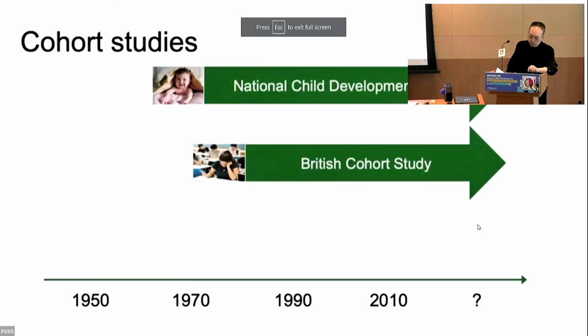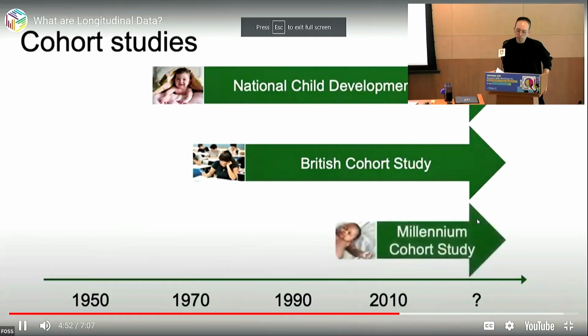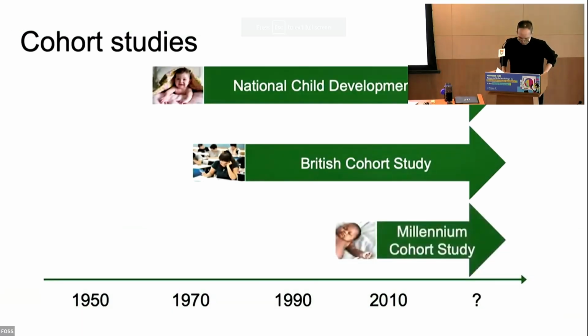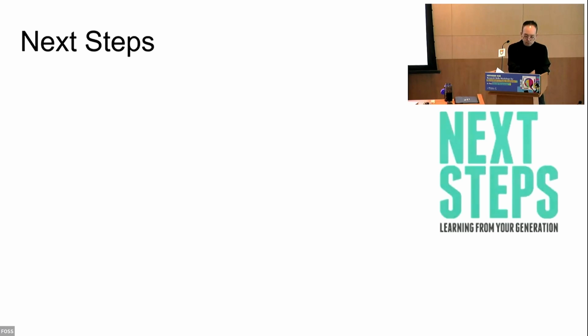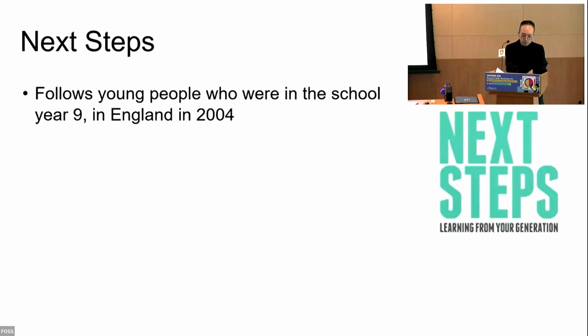In the Millennium Cohort Study that follows a group of people born in the year 2000. Some researchers will analyse 2 or more of the birth cohort studies, as this allows them to examine generational change. There are other types of cohorts that we might study, such as the Next Step study, which follows the lives of young people who were in year 9 at school in England in 2004.